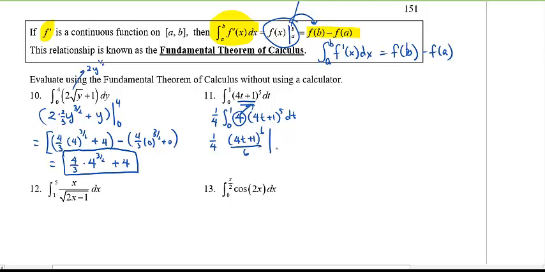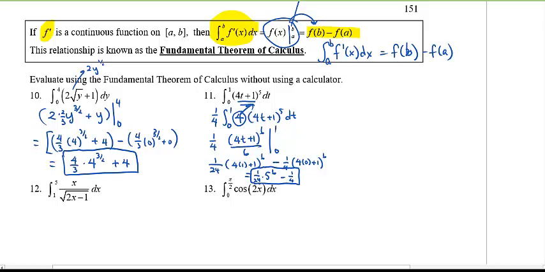And then now we're going to evaluate this from, I guess, 1 to 0. This simplifies to 1 over 24. And then now I can plug it in. So 4 times 1 plus 1 to the power of 6 minus 1/4 times, right, 4 times 0 plus 1 to the power of 6. And I think this just becomes what? 1 over 24 times 5 to the power 6 minus 1 over 4. And this is just 1, so 1 over 4. So there's my answer. And once again, I'm not going to simplify. I'm just going to leave it like that.